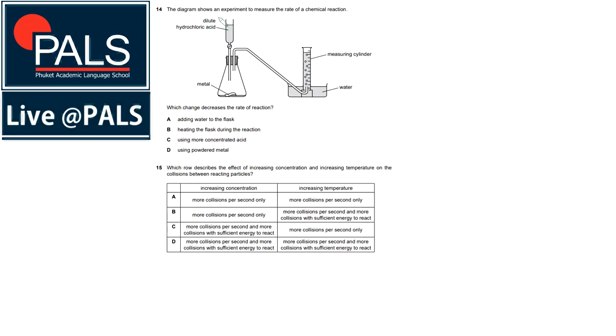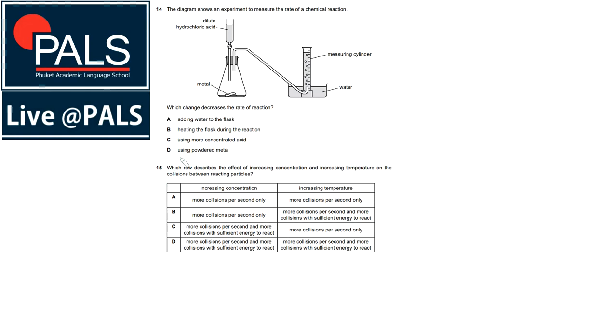The diagram shows an experiment to measure the rate of a chemical reaction. We have a dilute hydrochloric acid here, strip of metal down here, and we are collecting gas in an inverted measuring cylinder. Which change decreases the rate of reaction? What makes it slower? Adding water to the flask, heating the flask during the reaction, using more concentrated acid, using powdered metal.